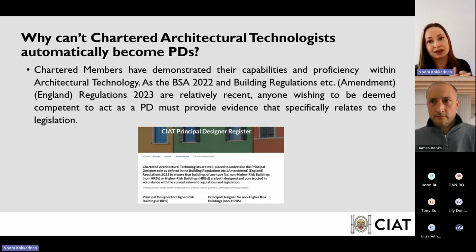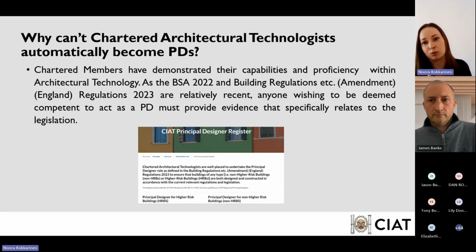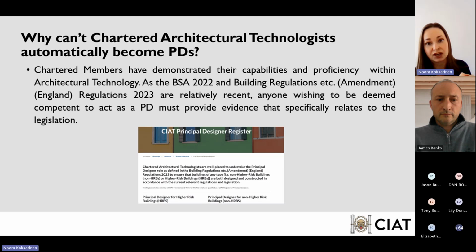Whereas now with the building regulations, they are recent, but the experience of this could be over and above what someone has done to become chartered. So that's why we haven't automatically allowed anyone that's a chartered architectural technologist to become a PD, because there needs to be a separate assessment on very specific skills and experience.